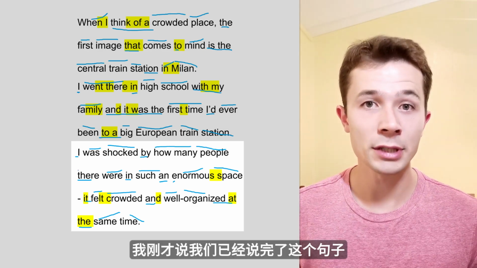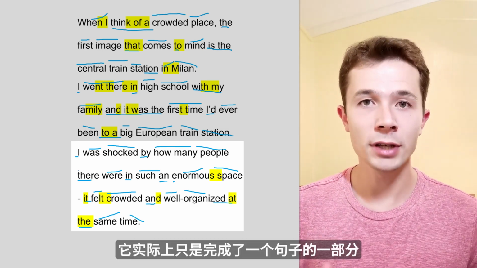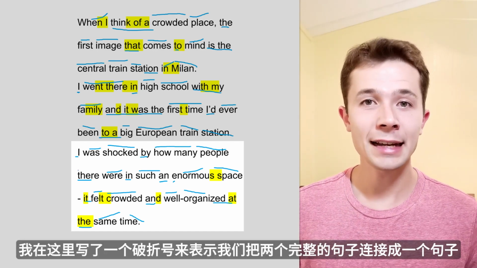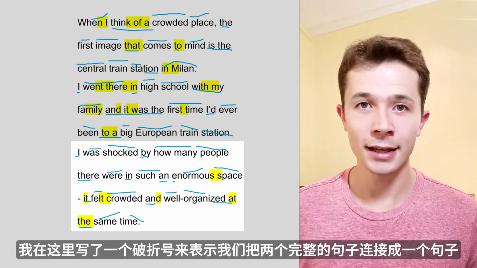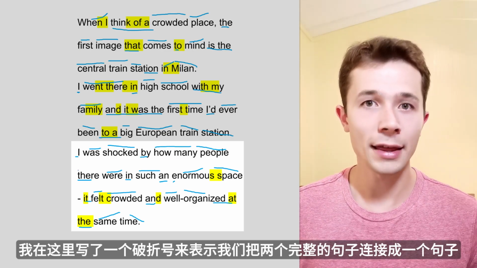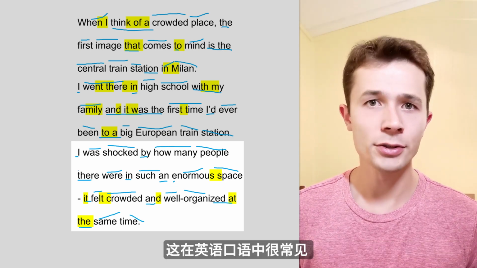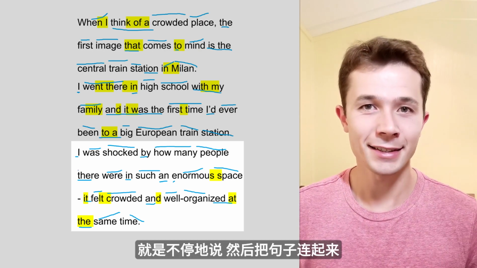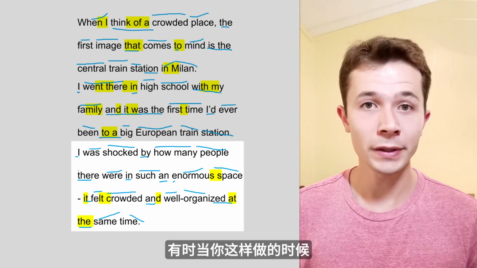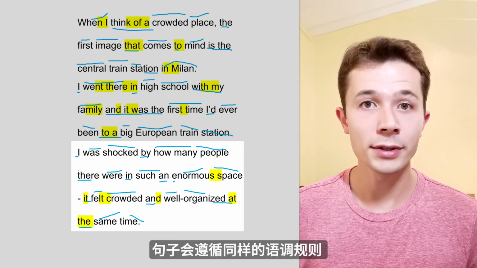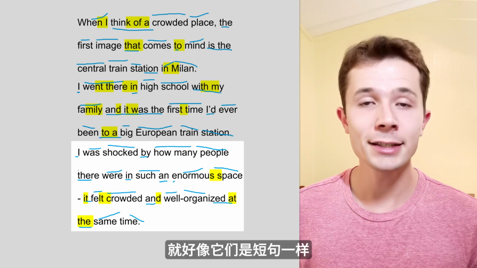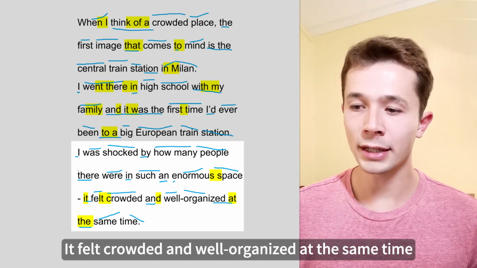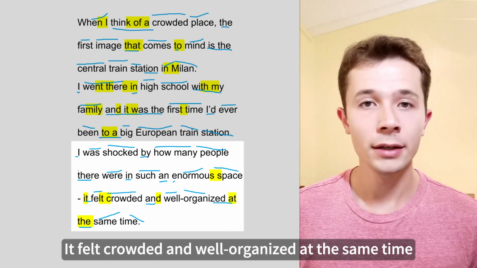So I said just now we were done with this sentence. It's really just done with one section of a sentence, and I've written a dash here to show that we're connecting two complete sentences into one longer breath, one longer idea. This is really common in spoken English, to just keep talking and connect sentences together. Sometimes, when you're doing that, the sentences will follow the same rules of intonation as if they were shorter sentences. It felt crowded and well organized at the same time.